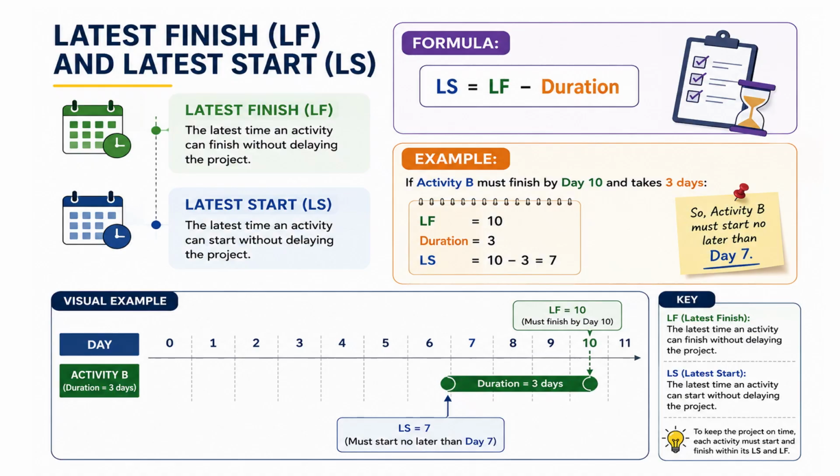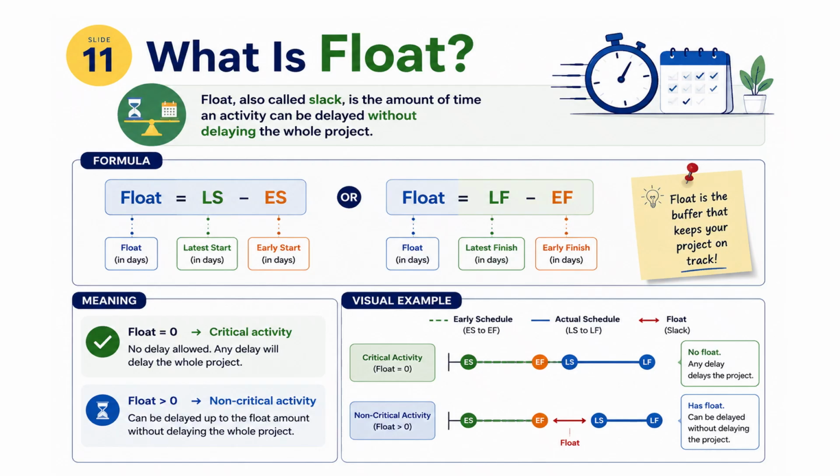activity. Float, also called slack, is the amount of time an activity can be delayed without delaying the whole project. There are two common ways to calculate float. Float equals LS minus ES, or float equals LF minus EF. If the float is zero, the activity is critical. This means it cannot be delayed. Any delay will affect the project completion date.